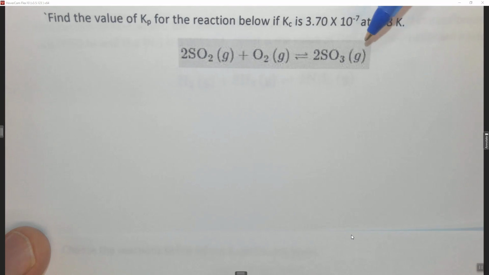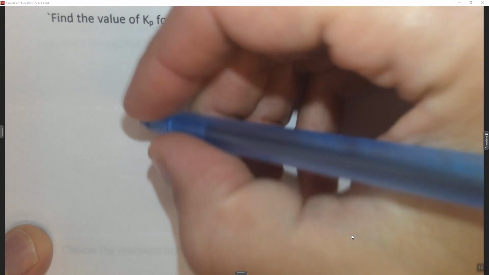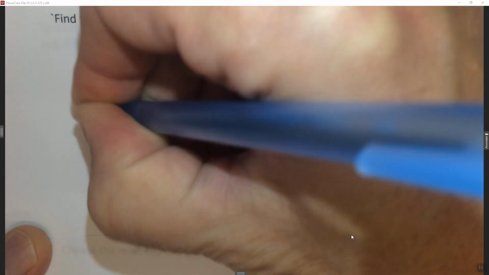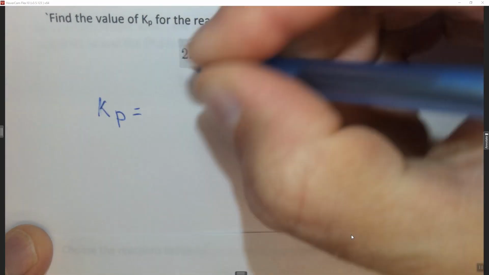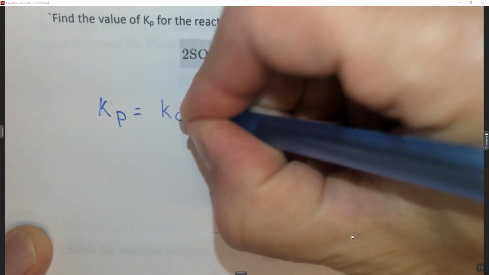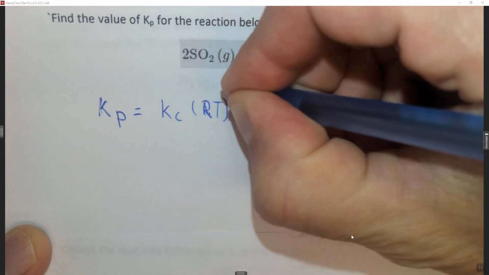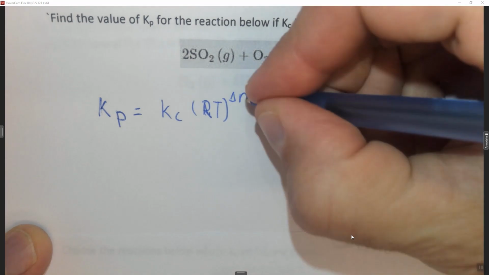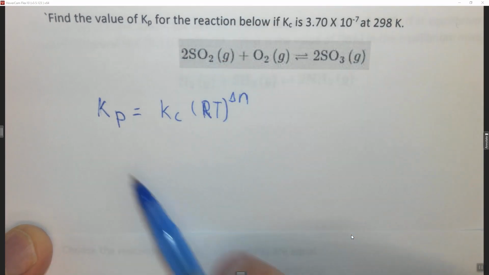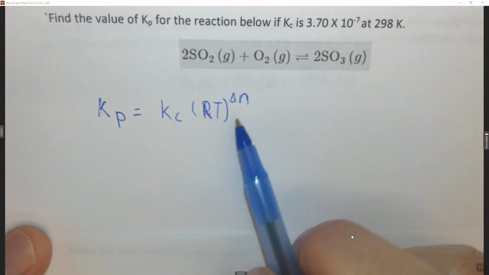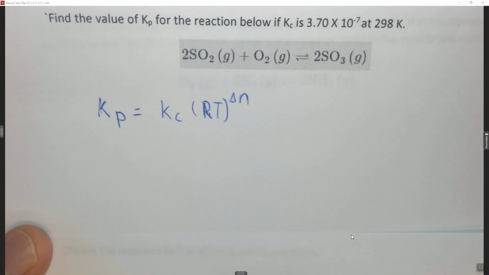Kc is for units of concentration, which is in molar or moles per liter. And you can relate these two things. Specifically, Kp equals Kc times RT all raised to the delta N. All right, so Kp equals Kc times RT raised to the power of delta N.